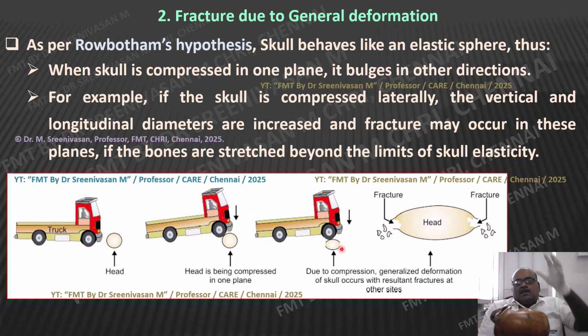As there is compression between the hard ground and the overlying wheel, there is a decrease in the transverse diameter of the skull, but there will be an increase in the vertical diameter as well as an increase in the longitudinal diameter. This is the longitudinal, this is the transverse diameter, and this is the height, the vertical diameter. So if it is pressed laterally, there will be a decrease in the transverse diameter, whereas the other two planes, that is the longitudinal and the vertical planes, will be increased. So parallel to the axis of compression, there occurs a fracture.